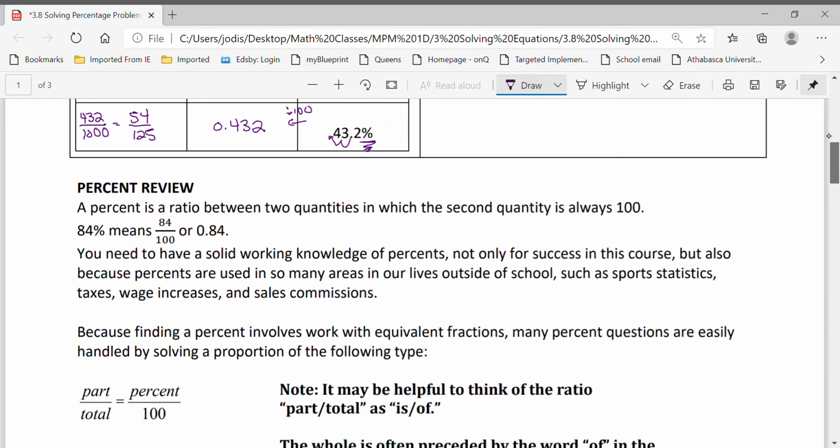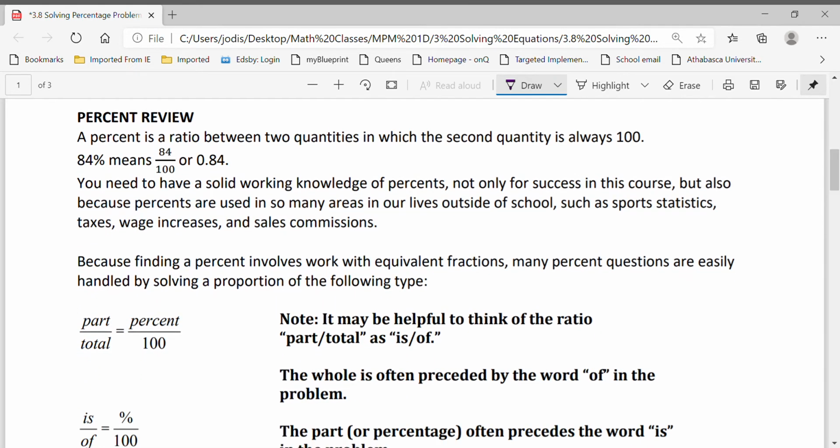Okay, so we're going to go through a quick review of percent. Remember, percent is a ratio between two quantities where the second quantity is always 100. So 84% means 84 over 100, or 0.84. You need to have a good working knowledge of percents, not only for success in our math course, but also because percents are used in so many areas of our lives, like sports statistics, taxes, wage increases, and sales commission. There are so many times that you're going to see percent in your life.